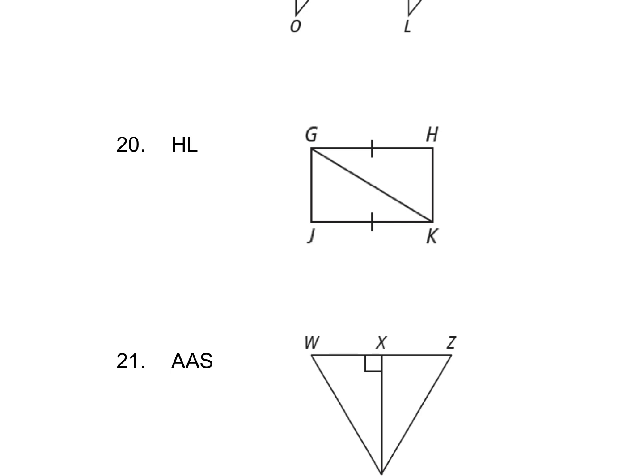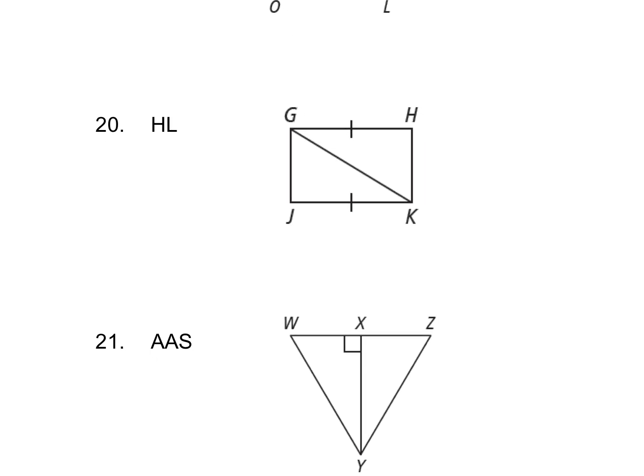All right, so for number 20, if we want to use HL, remember HL, we can only use with right triangles. Well, if I look at this picture, we're not told that anything is a right triangle, so that's probably going to be something we need to add into the picture. But let's just see what else we have. We do have a congruent side.